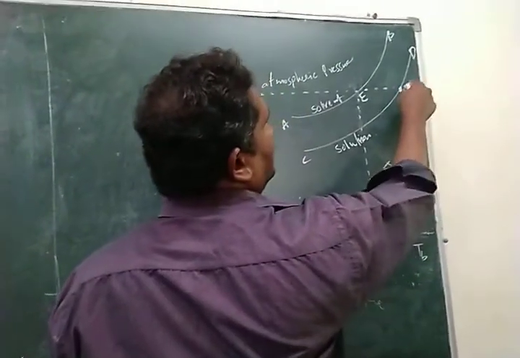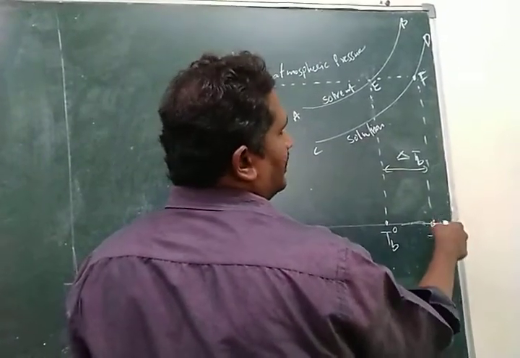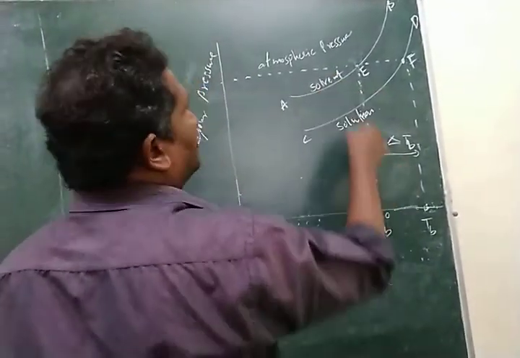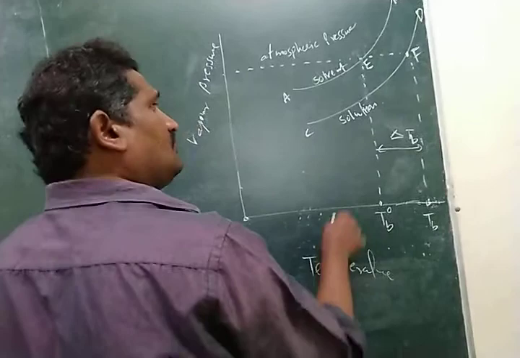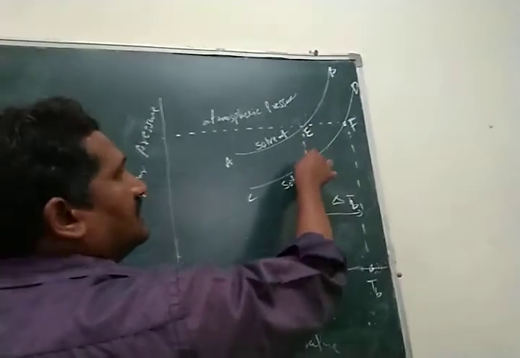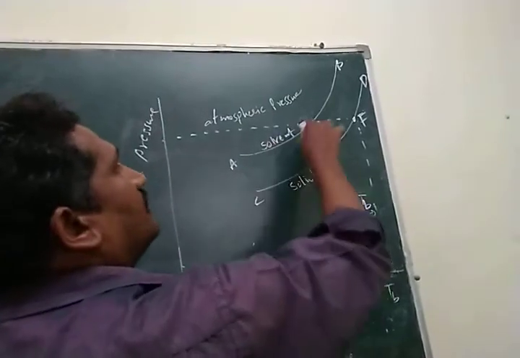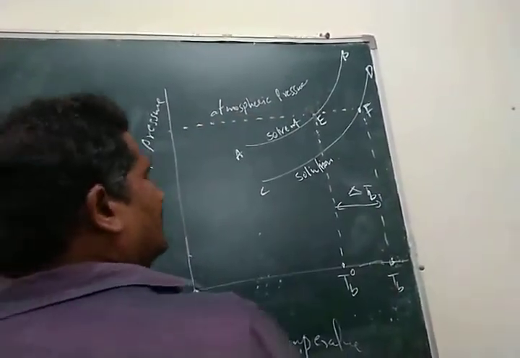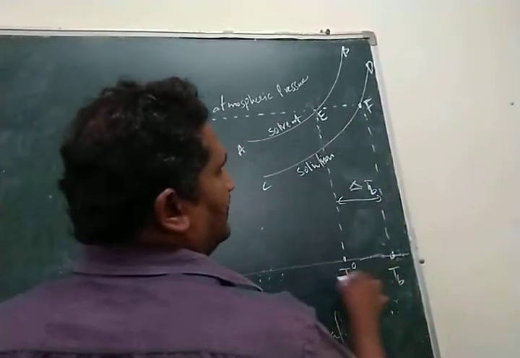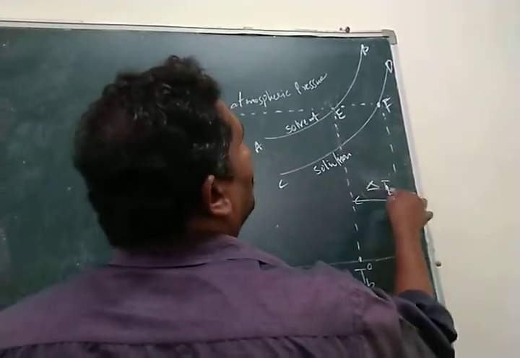Here point F belongs to TB. Here the boiling point of the solution is TB. So here if you observe, at any temperature, the boiling point of the solvent is always less than the boiling point of the solution. Here the solvent is the upper one, and its pressure is also more. The gap between the boiling points of pure solvent and the solution is called elevation of boiling point. This is elevation of boiling point.